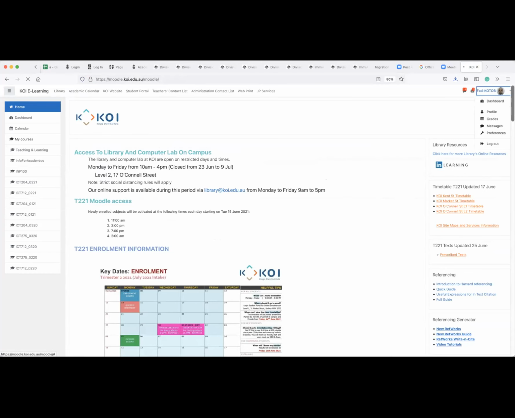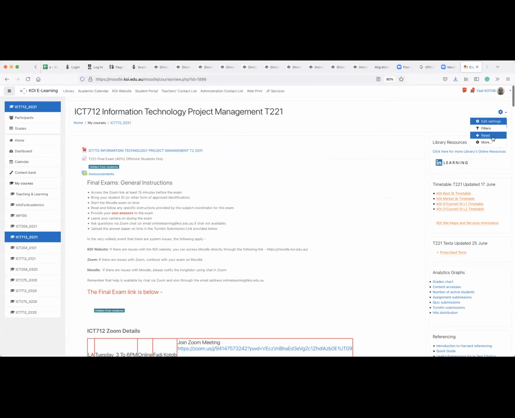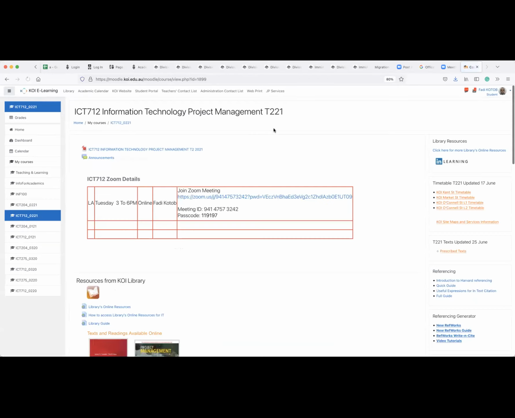Right, so I'm going to show you. This is your website, your usual site. If I go to the subject, that's your subject, and switch role, be a student. So you will be able to see this on your main site. You'll be able to see the subject outline. You'll be able to see how you need to log in on the system.